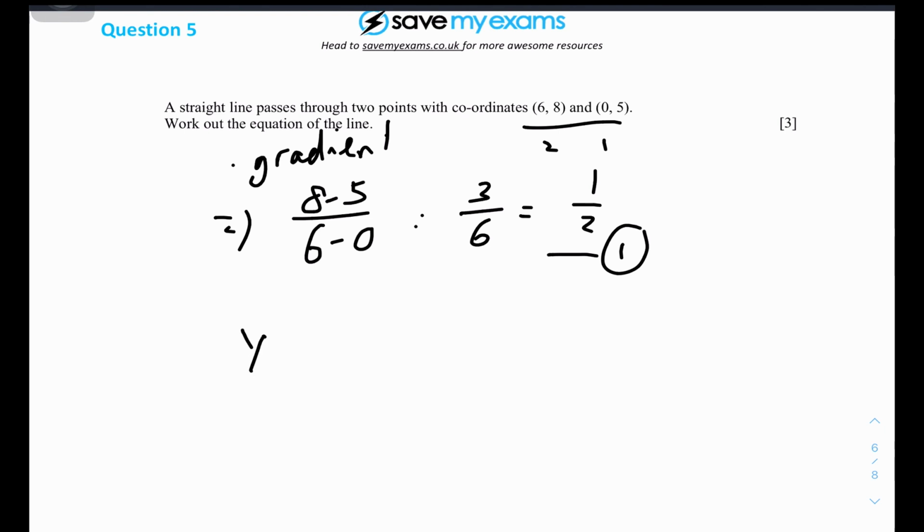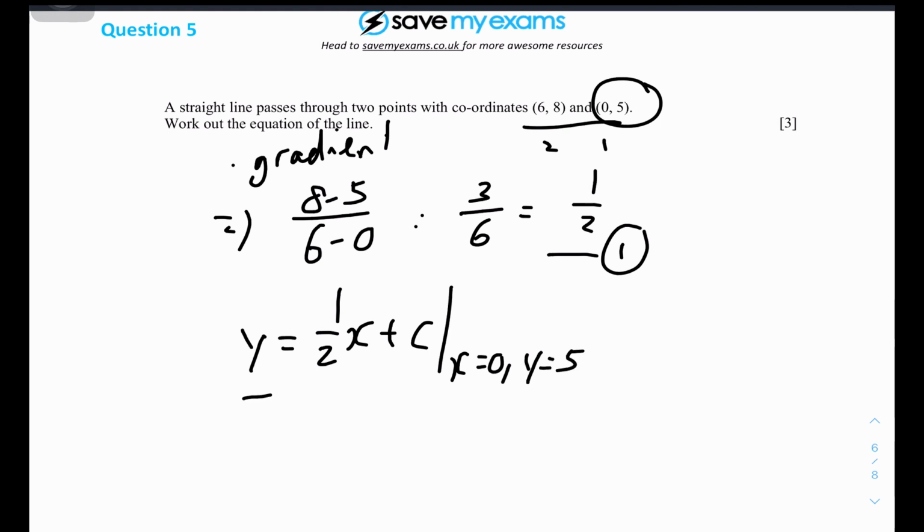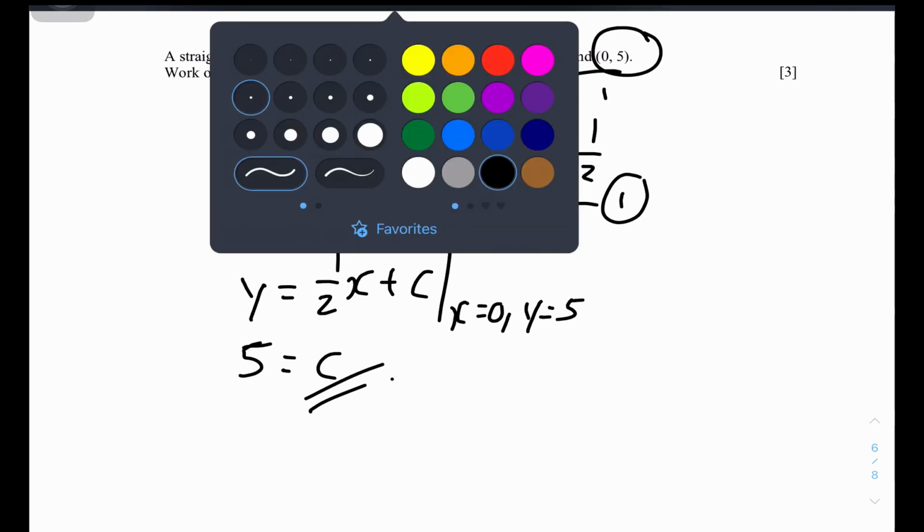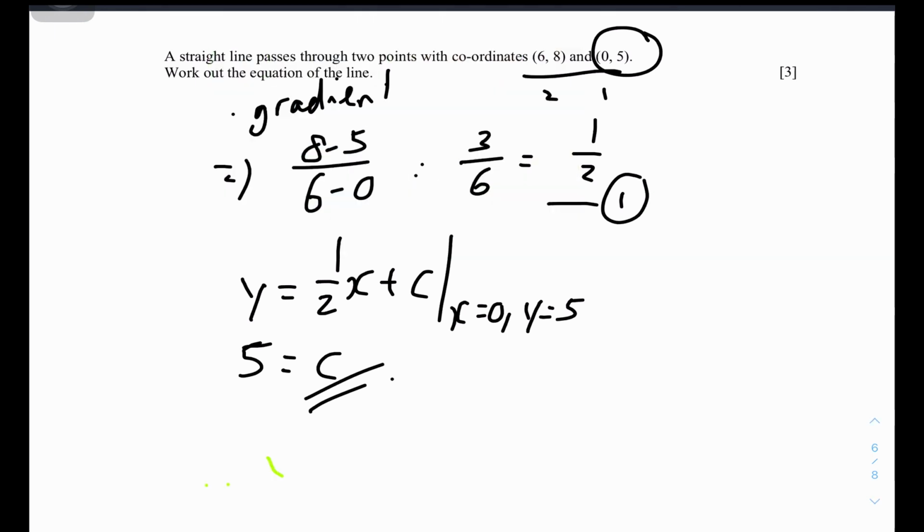So it's not like a perpendicular bisector, so you can just use this gradient. It will be y equals half x plus c. So we already have the y-intercept here, because when x is 0, y is 5. So 5 is basically the y-intercept. So 5 is c. And therefore the equation of the line is just y equals half x plus 5. And that's the answer.